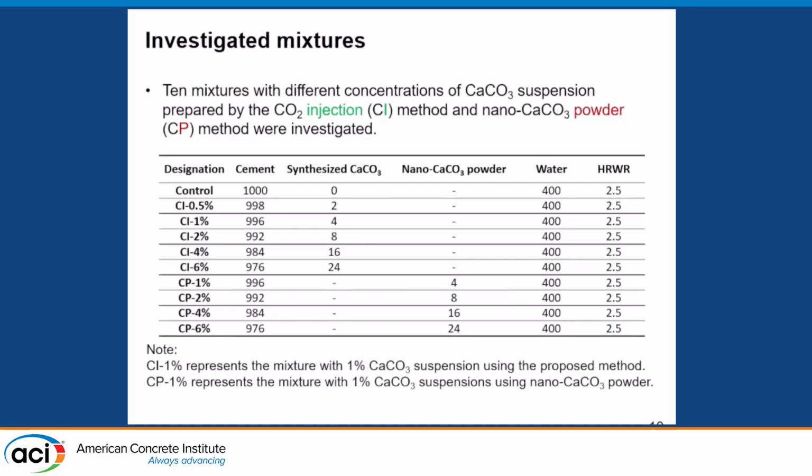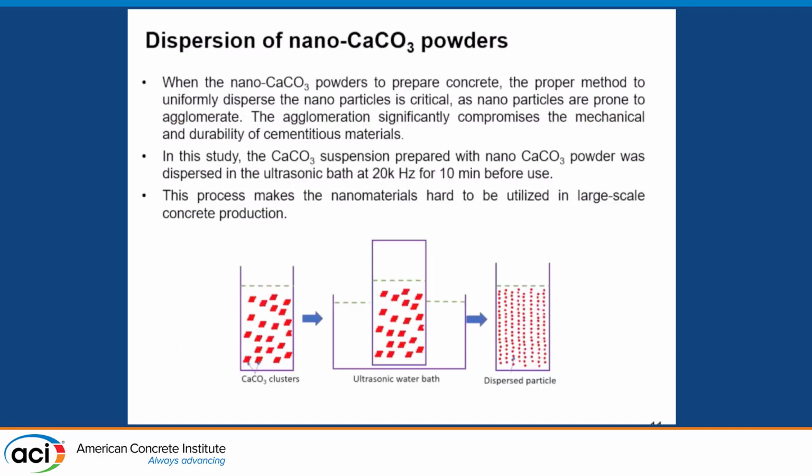In total, we investigated 10 mixtures in two groups. One group is the mixtures prepared with the CI method, which we call CI mixtures, and the other is the mixtures prepared by directly adding the nano calcium carbonate powders. We call them CP mixtures. To prepare the suspension from the nano calcium carbonate powders, we have to disperse it before we use it, because if you don't, the nanoparticles will agglomerate, and that will compromise the mechanical properties and the durability. Based on the literature, we used an ultrasonic bath at 20 kHz for 10 minutes before use.